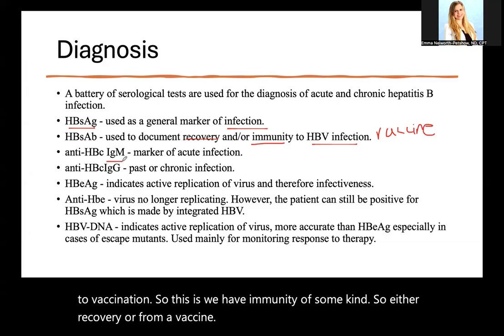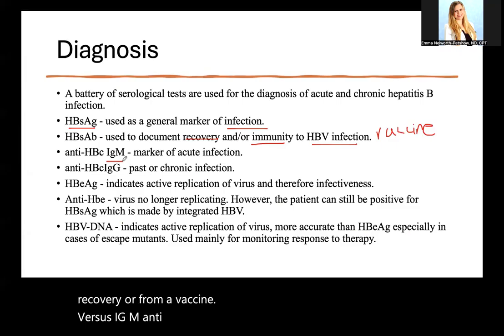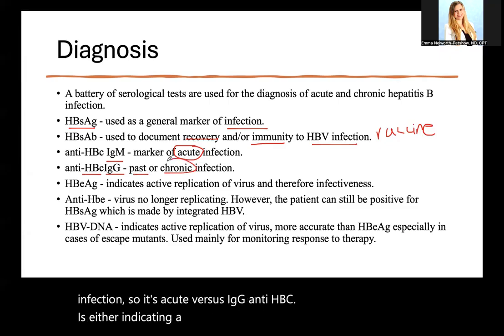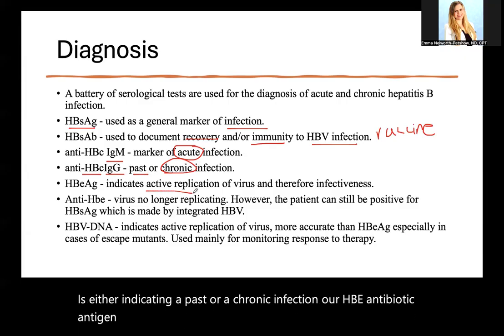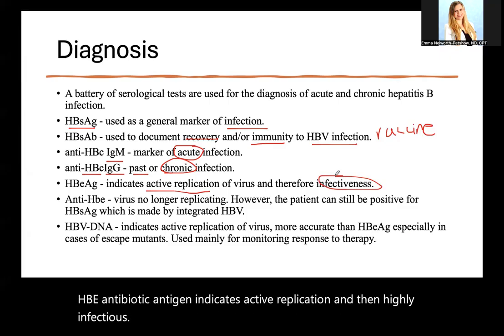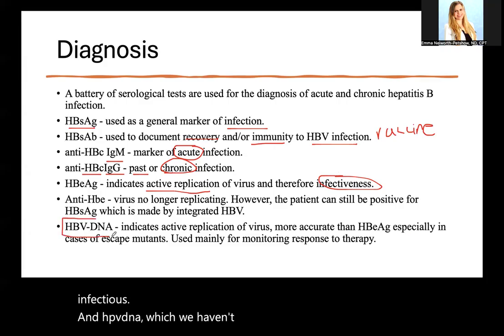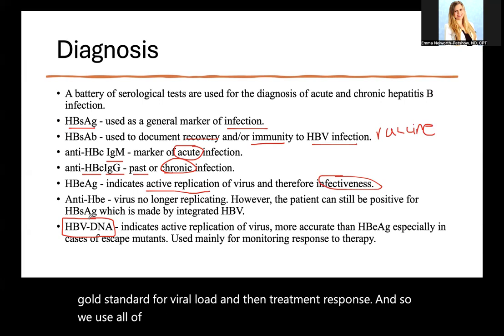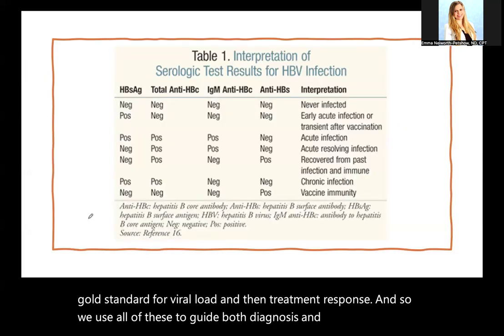Versus IgM anti-HBc confirms an acute infection. So it's acute. Versus IgG anti-HBc is indicating either a past or a chronic infection. Our HBe antigen indicates active replication and that the patient is highly infectious. And HBV DNA, which we haven't talked about yet, is the gold standard for viral load and treatment response. And so we use all of these to guide both diagnosis and management decisions.